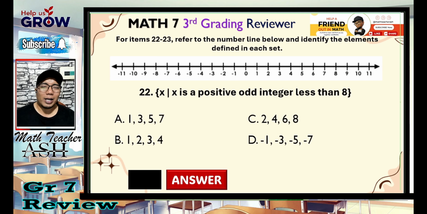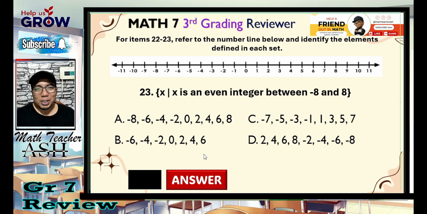Okay, my dear math learners, we are now considering positive odd integers. When we say positive, that is not negative. And odd integers are numbers that are not divisible by 2. So letter A, that is 1, 3, 5, 7. Why not B? Because of the 2 and 4. Why not C? Because 2, 4, 6, and 8 are all even numbers, and letter D are all negative numbers. Therefore, letter A is correct. Let's check whether we are correct. Alright, now let us go to question number 23.